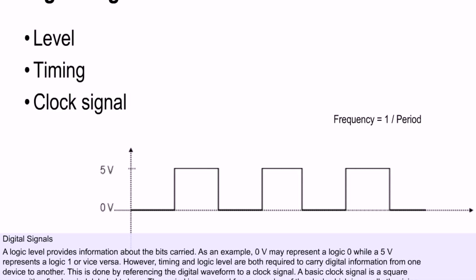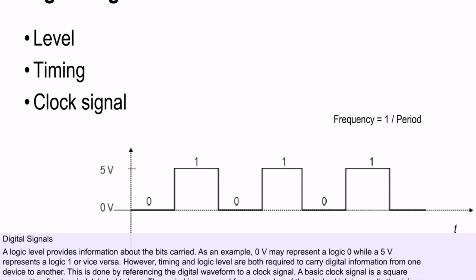Digital signals. A logic level provides information about the bits carried. As an example, 0 volt may represent a logic 0 while 5 volts represents a logic 1 or vice versa. However, timing and logic level are both required to carry digital information from one device to another. This is done by referencing the digital waveform to a clock signal.